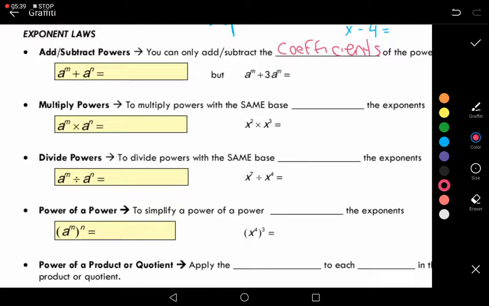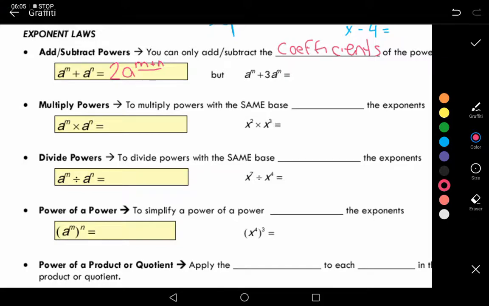Okay, so what that means is if we have a to the power of m plus a to the power of n, we can only add our a's together. So it would just be 2a to the power of m plus n. We can't actually simplify this together.